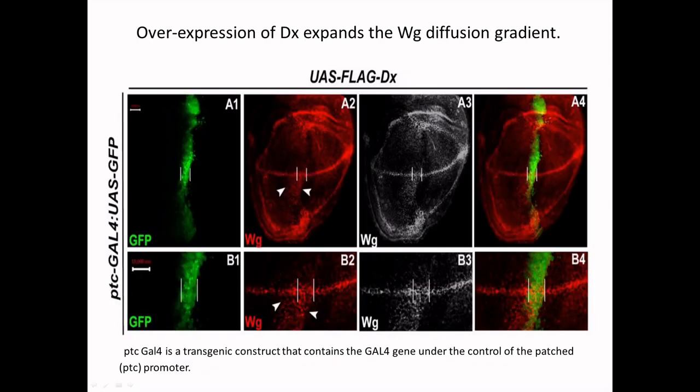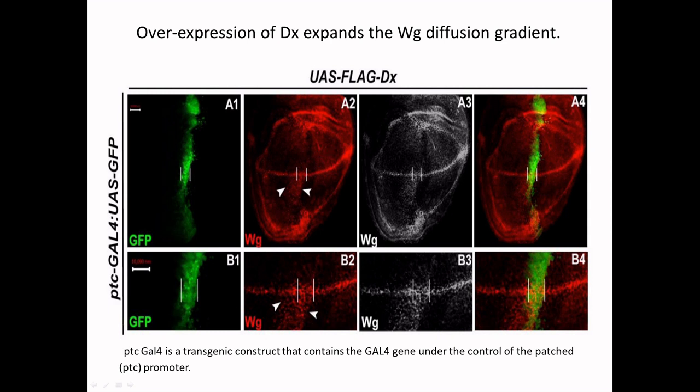Overexpression of Deltex expands the wingless diffusion gradient. Image A1 shows the expression of GFP in a region where patched GAL4 is active. Image A2 and A3 show the expression of wingless when in the background the Deltex is overexpressed.